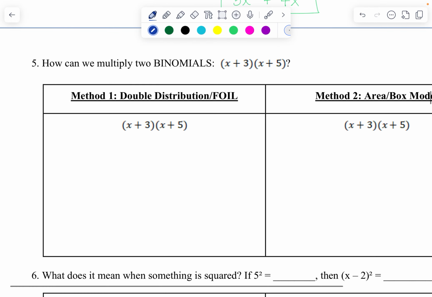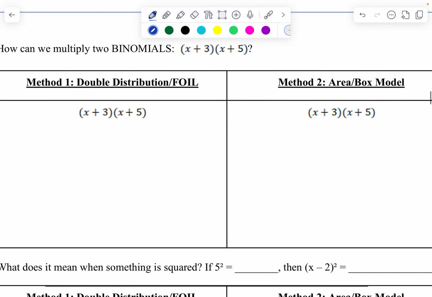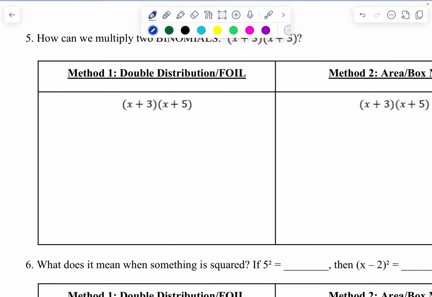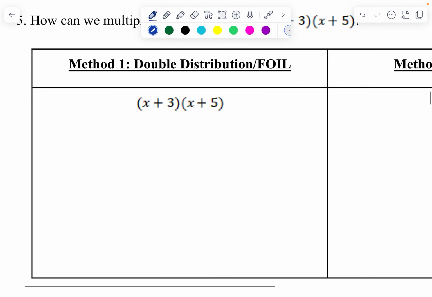Flip the page to number 5. How can we multiply two binomials? I'm going to show you two ways. Double distribution or FOIL method. I'm just going to dive right into the FOIL method. You're going to take the first terms, x times x, multiply them. You get x squared. Then you're going to take your outside terms. I'm going to do a different color. Your outside terms, that is your x times 5. And x times 5 gives you 5x.